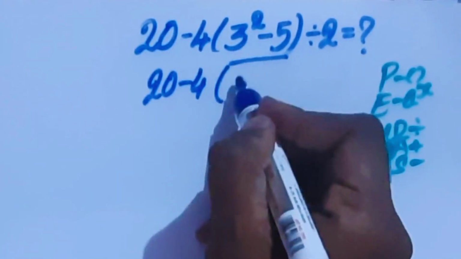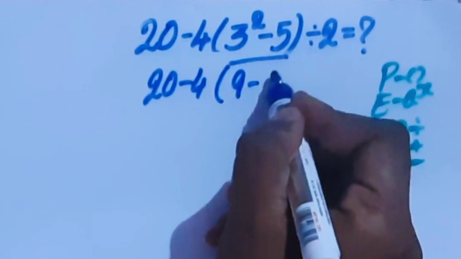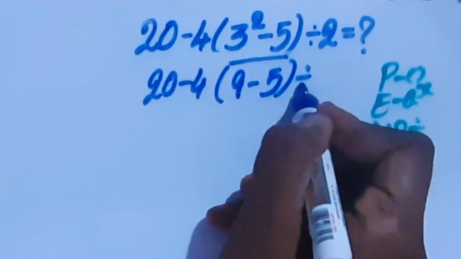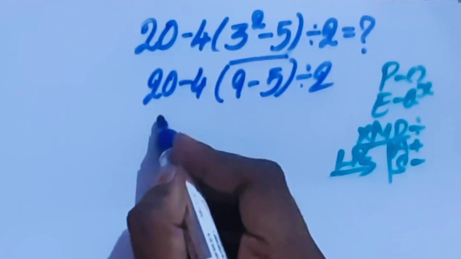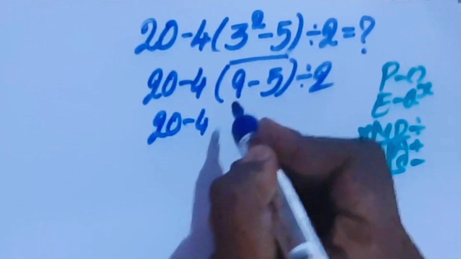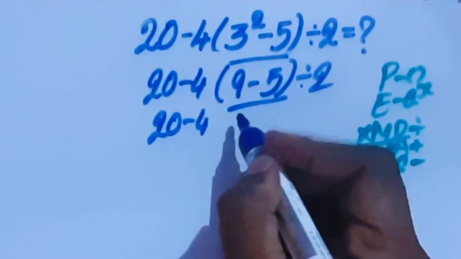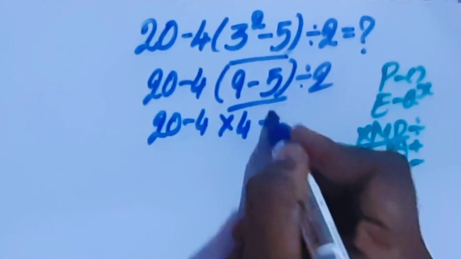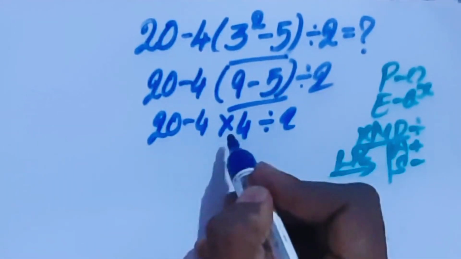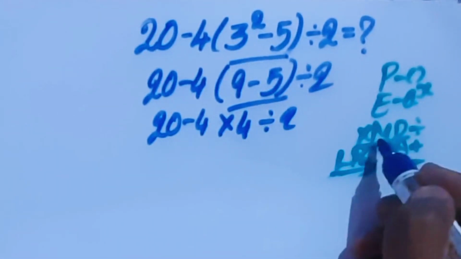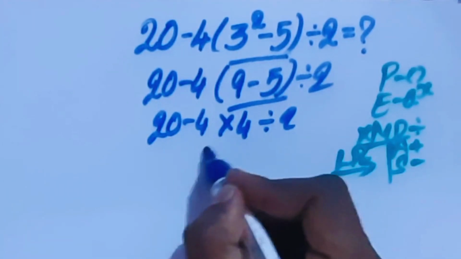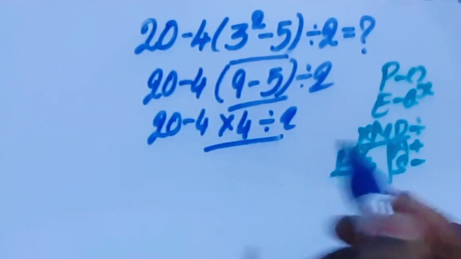Here 3 square is 9 minus 5 divided by 2. Here 20 minus 4, here bracket is 9 minus 5 is 4 divided by 2. Here we have subtraction, multiplication and division. Here the next priority is multiplication and division, so we have to do this multiplication and division before this subtraction.